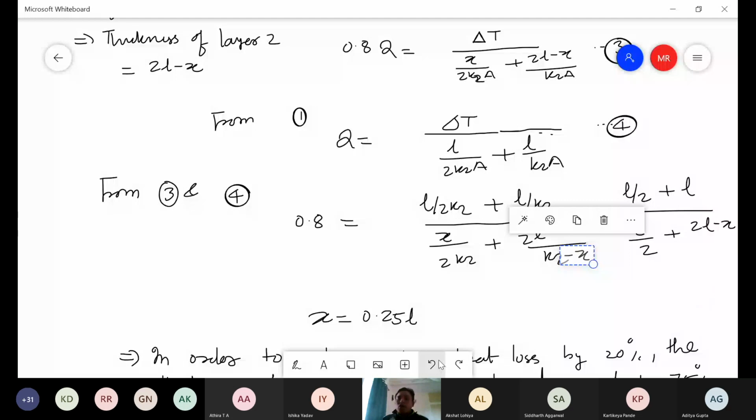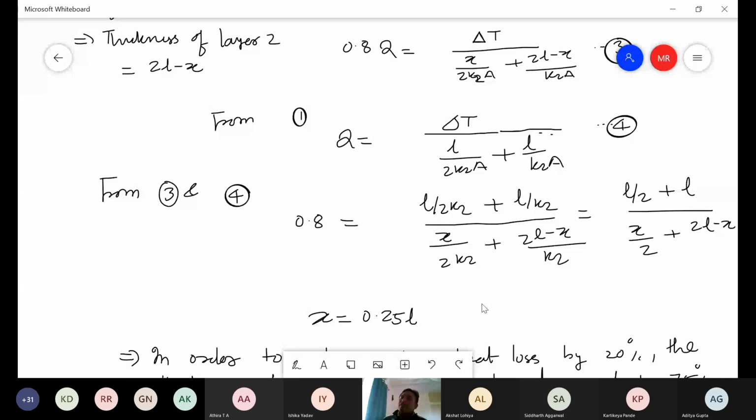So this K2 is common in all numerator as well as denominator terms, so this K2 will get cancelled out. So what we get in the numerator is L by 2 plus L, divided by X by 2 plus 2L minus X, and that is equal to 0.8. So we can rearrange this and find out how L is related to X. What we get by rearranging mathematically is X equals 0.25 L.